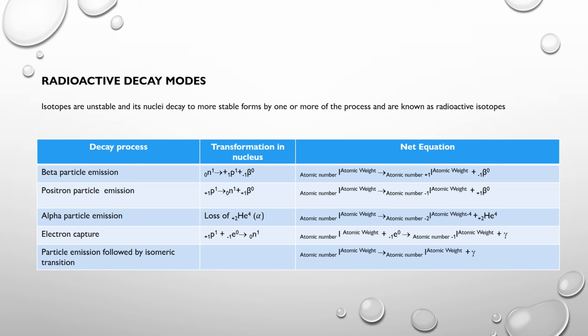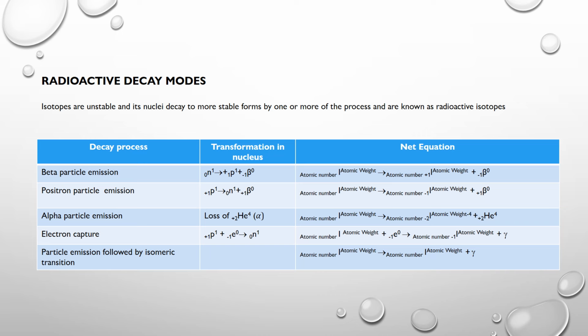There will also be a transformation of the nucleus. In the case of beta particle emission, there will be a change in the atomic number of the resulting atom. There will be an increase of one in the atomic number, but the atomic mass will be the same, and one beta particle is emitted.